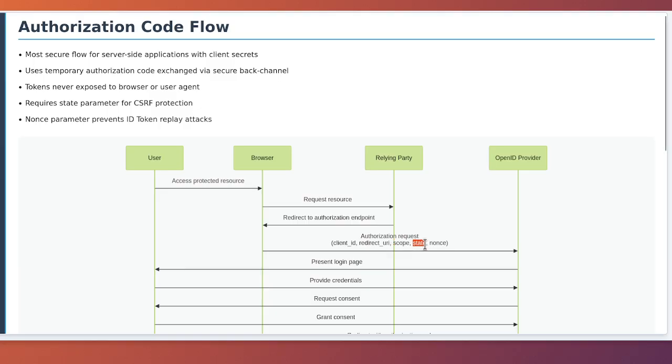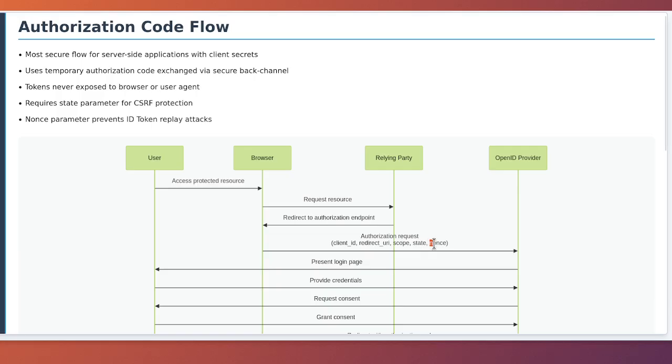The state parameter plays a crucial security role by preventing cross-site request forgery attacks. The application generates a random, unguessable value, stores it in the user's session, and includes it in the authorization request. When the OpenID provider redirects back to the application, it includes this state value, and the application verifies that it matches the stored value before proceeding.